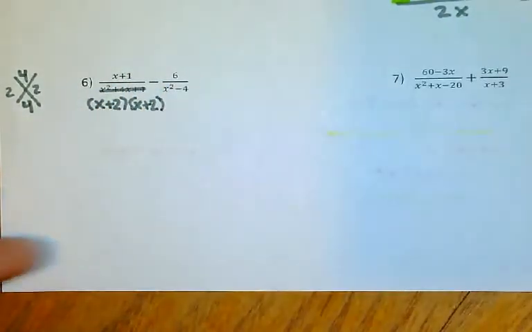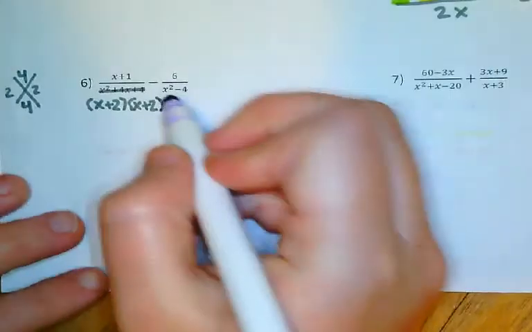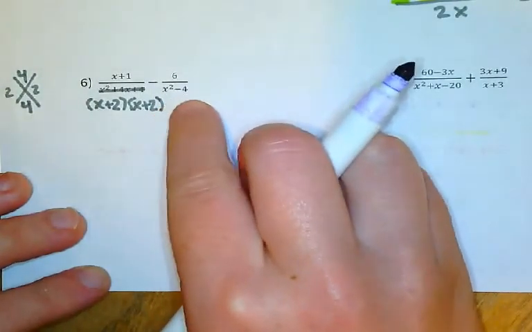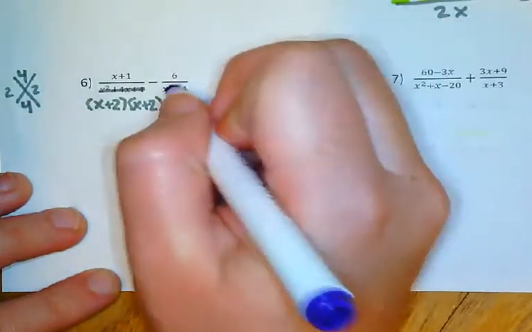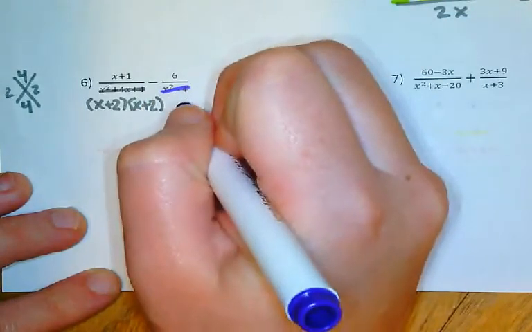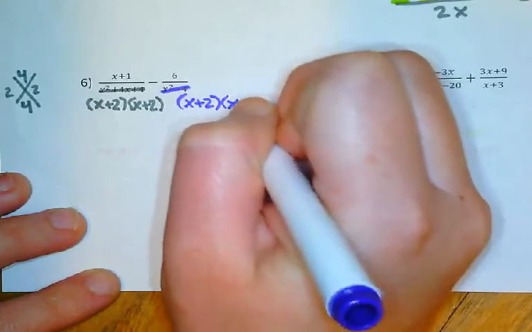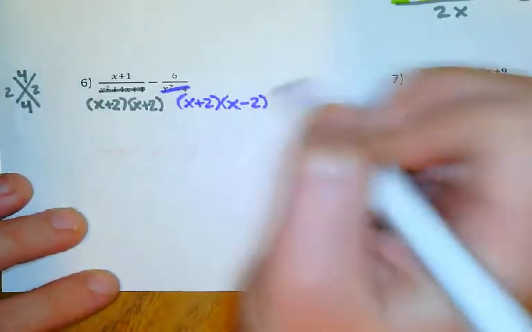In our other denominator here, we have x squared minus 4. Remember, that's a perfect square. That's the difference of squares. So this one is going to be x plus 2 and x minus 2.